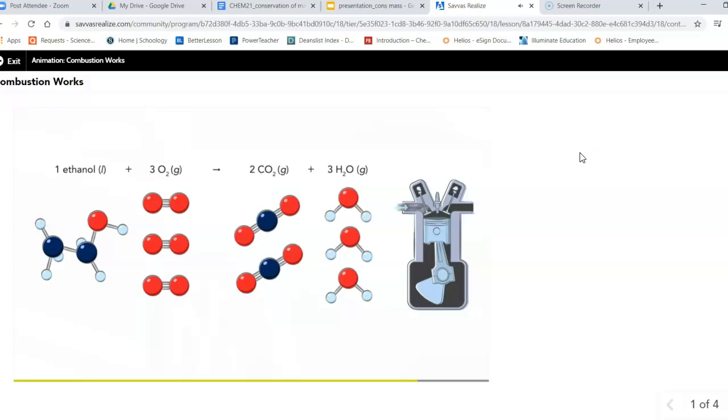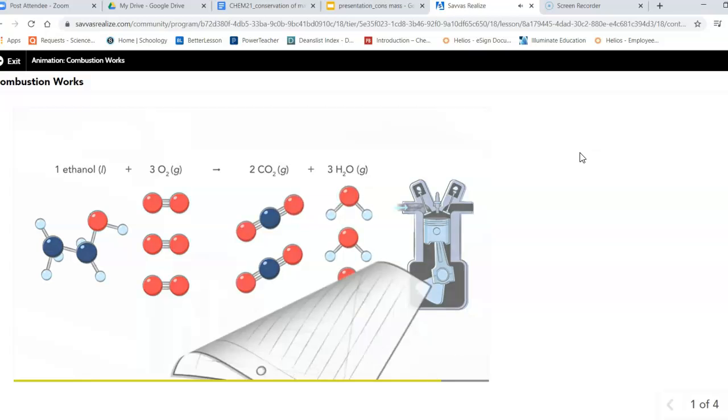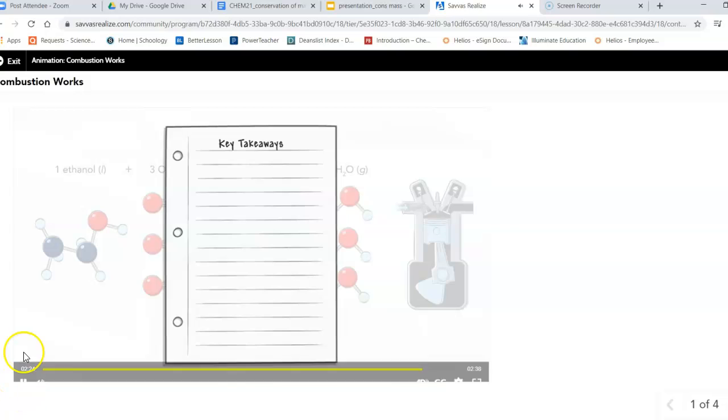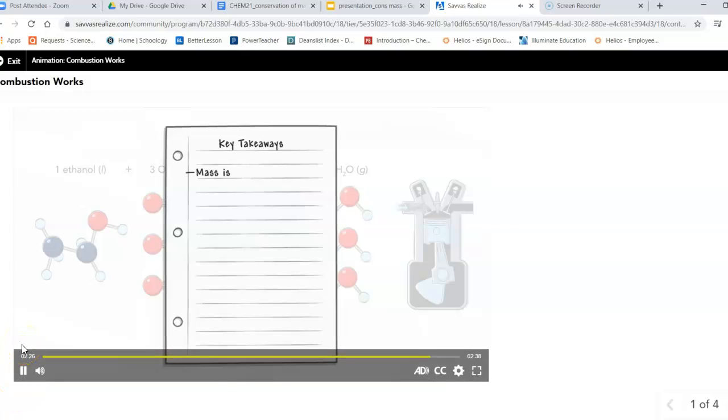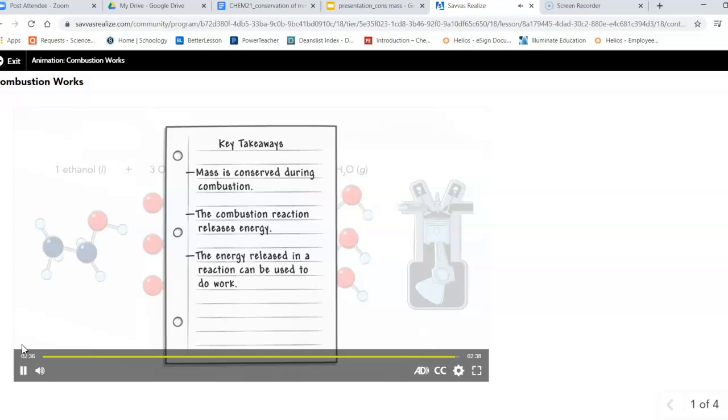An internal combustion engine is an example of how chemical reactions can be used to convert energy stored in chemical bonds into useful work. Key takeaways. To summarize, mass is conserved during combustion. The combustion reaction releases energy. The energy released in a reaction can be used to do work.